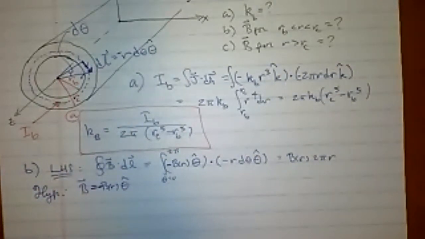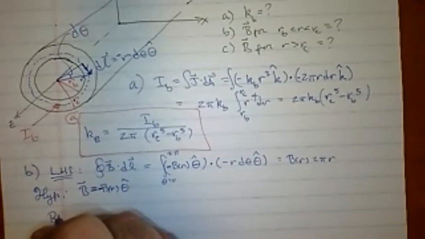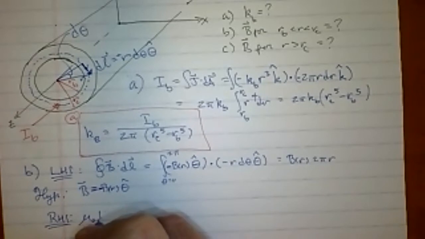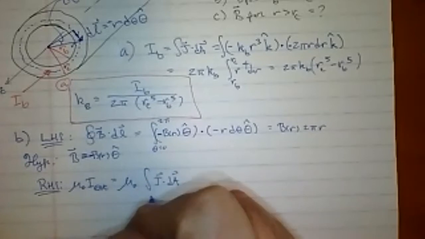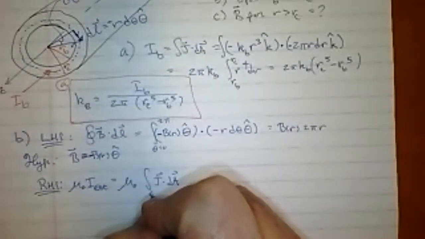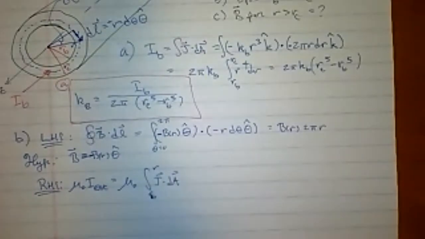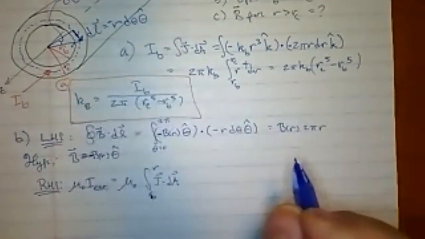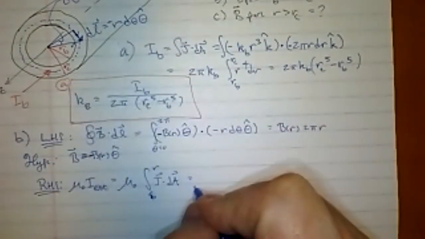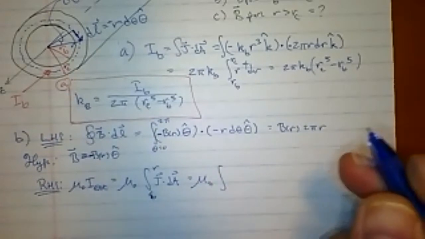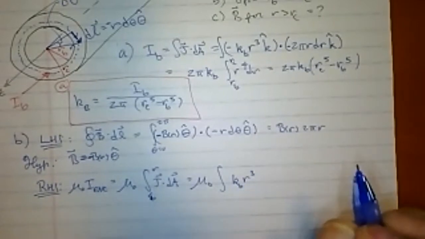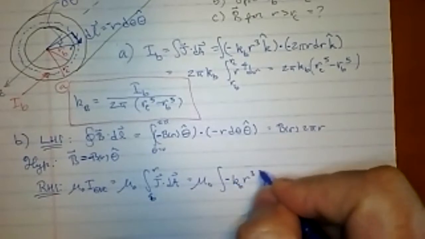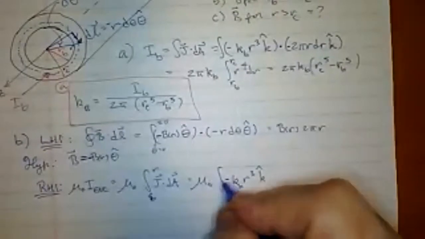Again, the ugly part is the right-hand side. So now I'll say the right-hand side, mu 0 I enclosed. Again, I'm going to try to keep remembering to write my mu 0, so catch me if I screw up. It's going to be mu 0 times the integral of J dot dA, and that's going to go from R_B to r, because we're not going all the way out to R_C. We're doing a partial current. So we're going to say mu 0 times the integral. And of course, our J is just going to be like it was before. It's going to be K_B r cubed. And it's actually pointing in the negative k hat direction, because the current's going into the page. So I'll put the negative there.